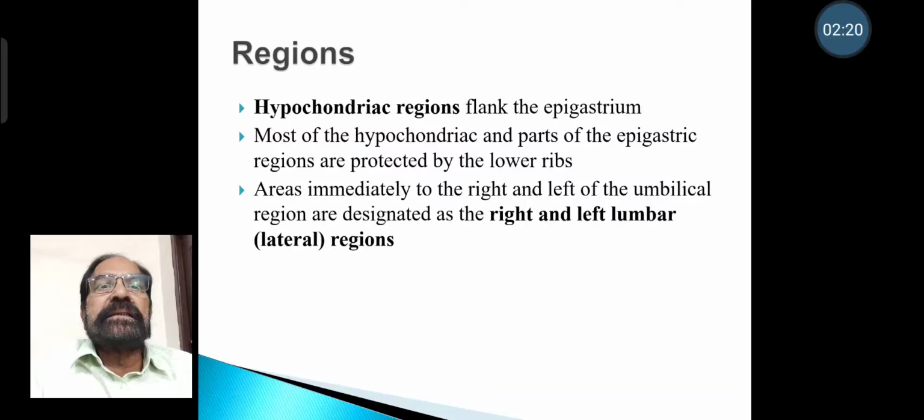Hypochondriac regions flank the epigastrium. Most of the hypochondriac and part of the epigastric regions are protected by the lower ribs. Areas immediately to the right and left of the umbilical region are designated as right and left lumbar regions.